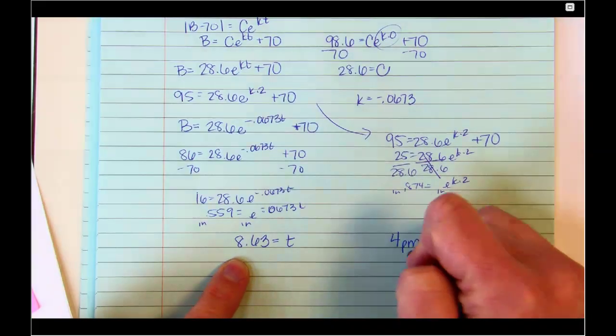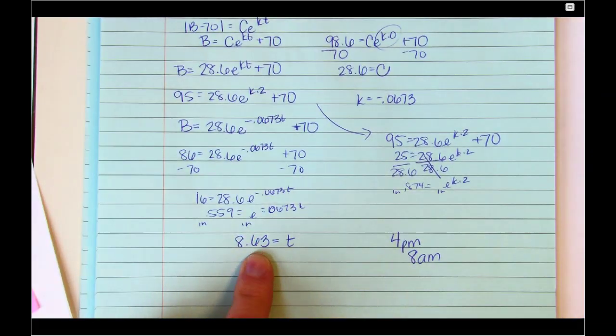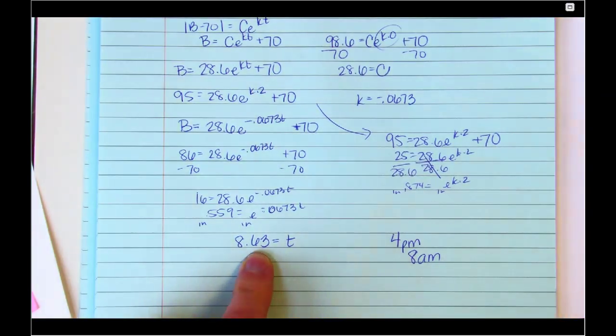And then you're going to go back to 8 a.m. You're going to go back 0.63 of an hour. Please note that is not 63 minutes. It's 37.8 minutes is what it is. How do you figure that out? You just multiply 0.63 times 60. I got 38 minutes. Yeah, so 38 minutes back.